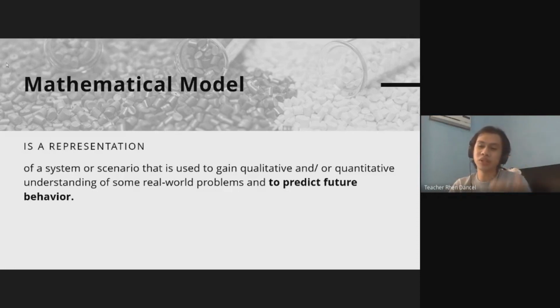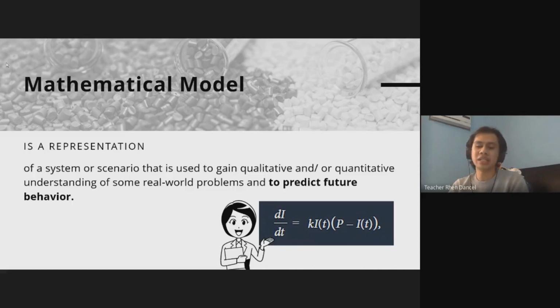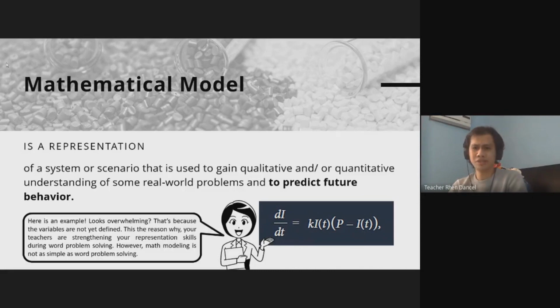We're using this model to understand issues that are affecting the society at large, and we use mathematics to explain such problems. Now, I have here an example. What you're seeing right now is an example of a mathematical model. Now, this mathematical model is composed of different variables. And as you can see, this might look overwhelming right now because you're senior high school students on your first term in grade 11. Variables are not defined yet. Now, that's your task.